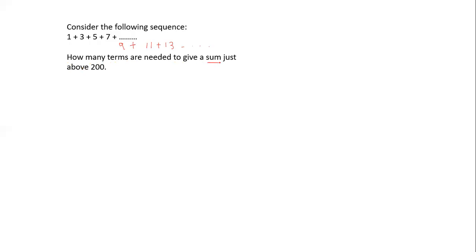So we need to find the sum. That means adding the terms just above 200. So that's another important piece of information. We want to get a sum just above 200. So the question is, how many of these numbers do I need to add to give me a sum just above 200? So it's obvious that we need to use some form of repetition in solving this problem.